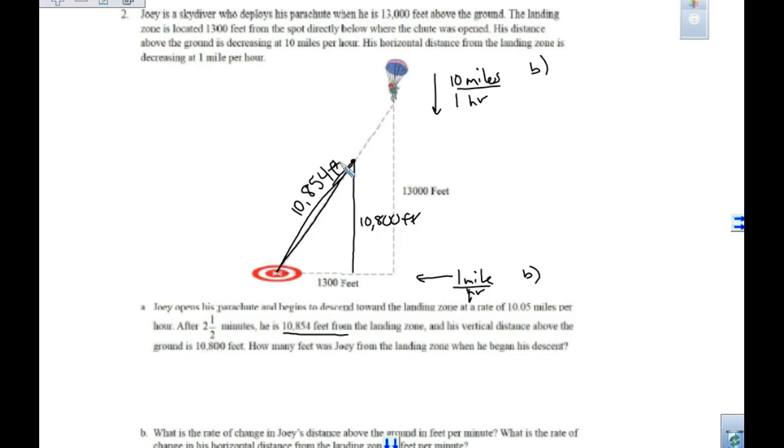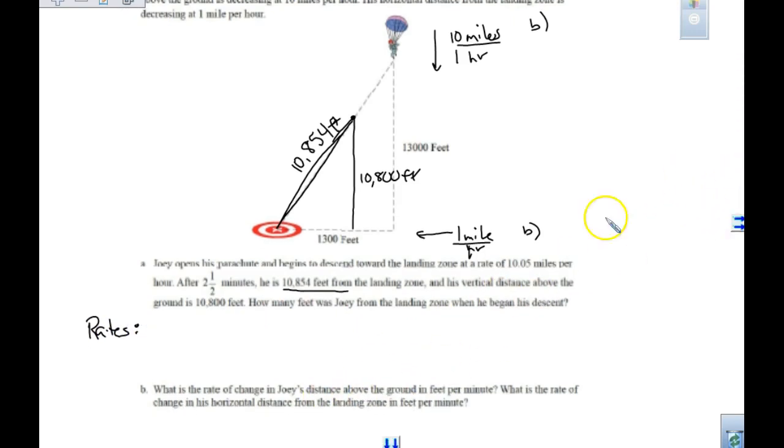We're going to continue with that question. It says, how many feet was Joey from the landing when he began his descent? That means we got to find up here. And I want you to do this with rates, because our unit is doing unit conversion. So we're going to use rates. Could you have done this with similar triangles? You could have. We're not. I want you to use unit conversion.